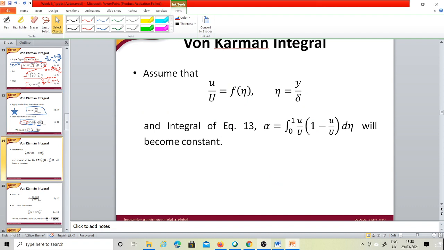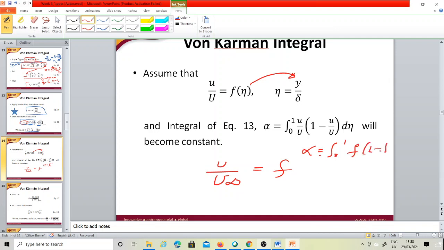After you have this tau, the wall shear stress, we can modify it a little bit. Let's consider u by u infinity is equal to f. You remember that last time we talked about this is equal to f, right? And you also remember that this eta inside is actually y by delta. So if you consider this, alpha you can write in this way, 0 to 1, and you have u by u infinity, so we have f times 1 minus f d eta, right?